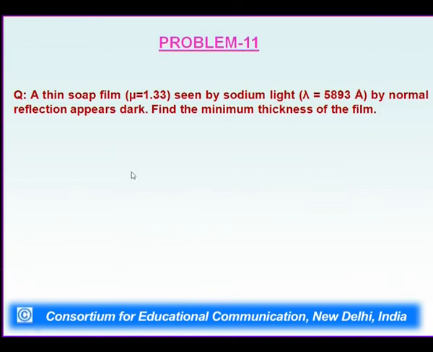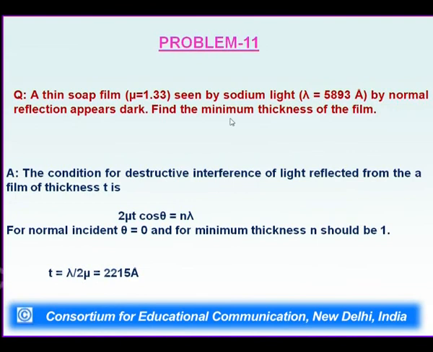Another problem: a thin slab, a thin soap film whose refractive index is 1.33, seen by sodium light of wavelength 5893 angstrom by normal reflection, appears dark. Find the minimum thickness of the film. The same formula we will use here. Here we will put the condition for the destructive interference of the light reflected from a film of thickness t.